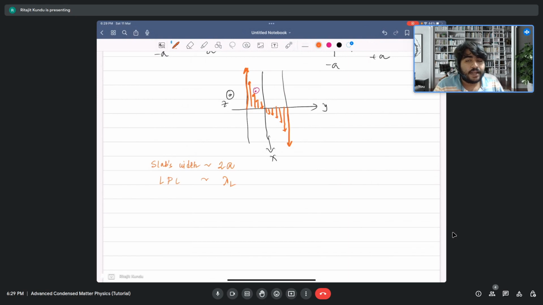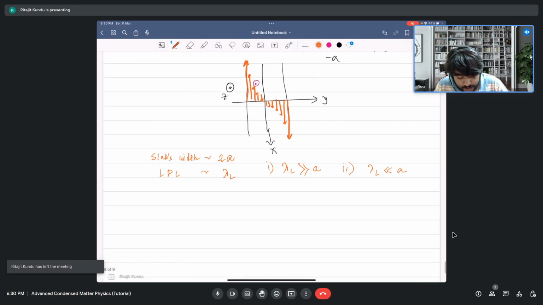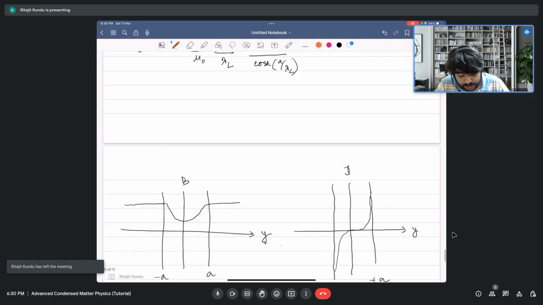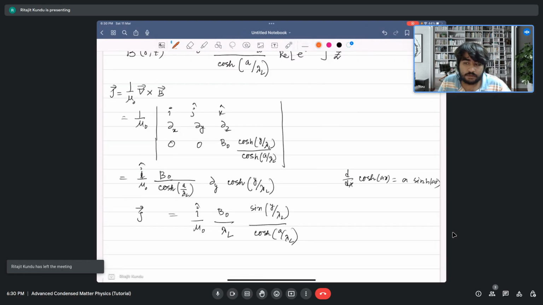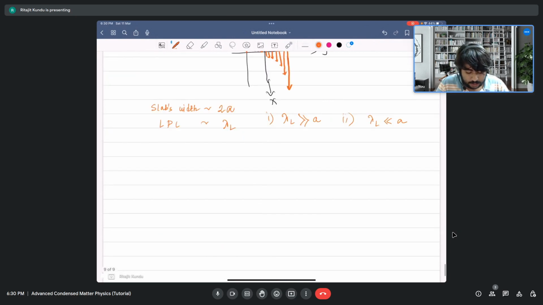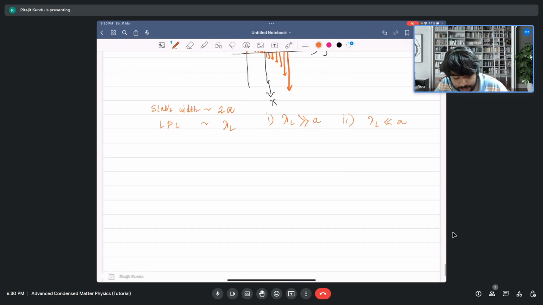Okay, so we can assume two scenarios. The one scenario will be when lambda L is much larger than the length scale A, and the other one is when lambda L is much smaller than A. Let me draw pictures for all of these things. We know all of these results, so we just need to plot them for different values of A and lambda, so that the physical picture becomes fully clear.